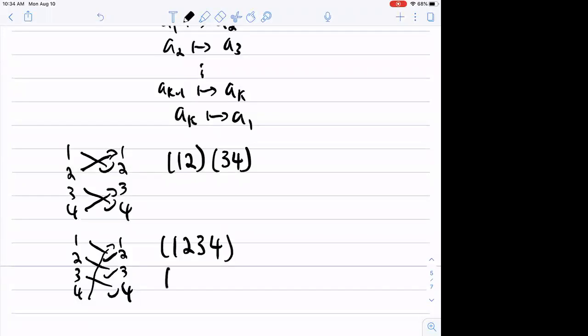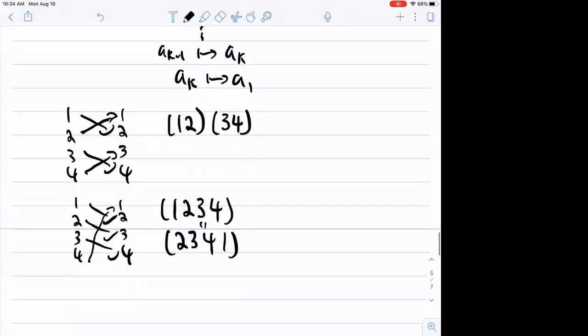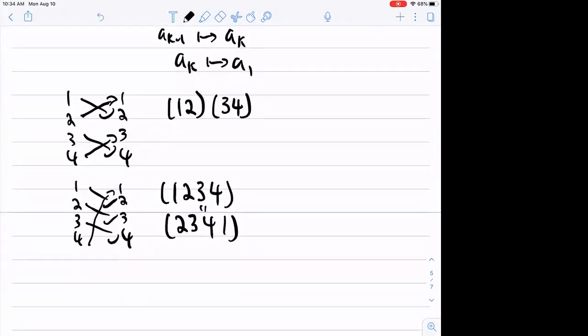If you want to start with 2, we could do that. Where does 2 go? 2 goes to 3. Where does 3 go? 3 goes to 4. Where does 4 go? 4 goes to 1. And then where does 1 go? 1 goes back to 2. So you close it. So these 2 are equal. There are many ways to represent it. But yeah, is everyone clear on cycle notation?